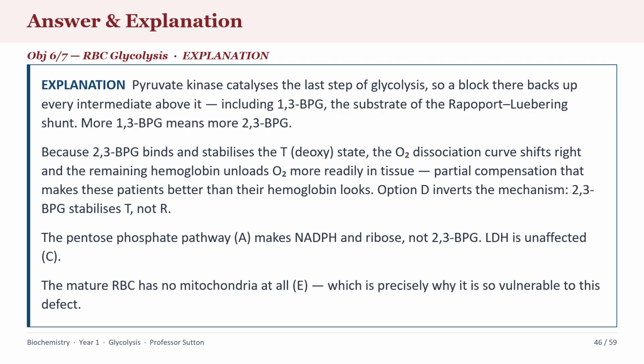Option A says the PPP generates 2,3-bisphosphoglycerate. It does not. It makes NADPH and ribose 5-phosphate. Option C invents an inhibition of lactate dehydrogenase that does not exist. And option E says the red blood cell compensates by upregulating oxidative phosphorylation, which anyone who knows the mature red blood cell has no mitochondria should eliminate in a second.